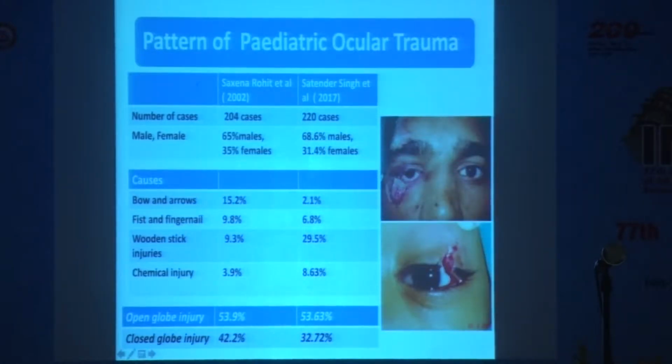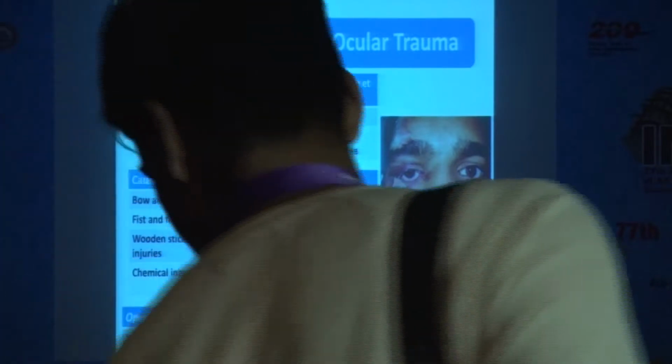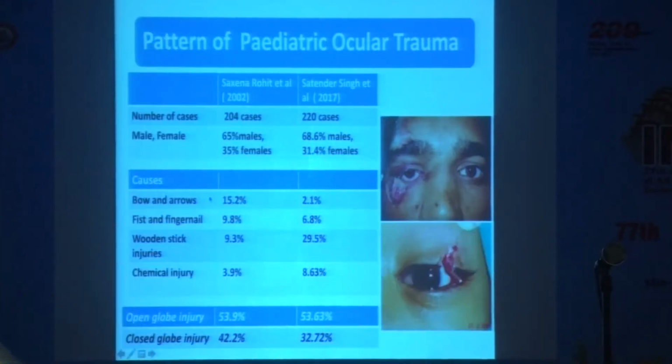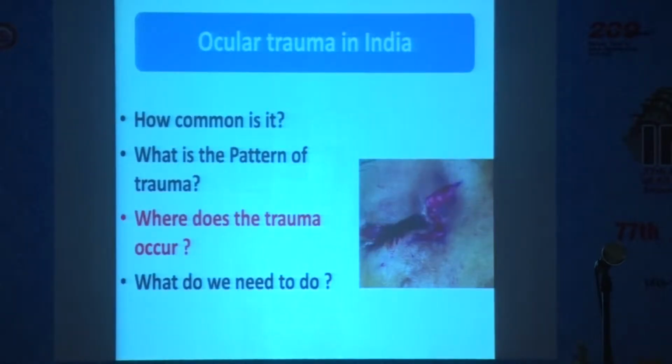Another set of figures is about pediatric ocular trauma. Here again, there is a male preponderance. The causes here change to some of the sports, including bow and arrows in our country, wooden stick injuries, which include gulli danda, fist and fingernail, and then again the preponderance of open globe injuries in the data from the hospitals.